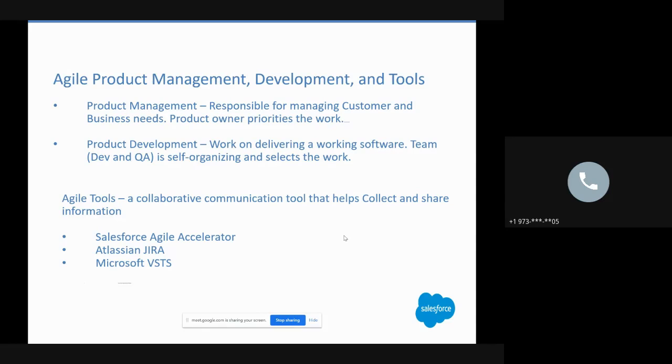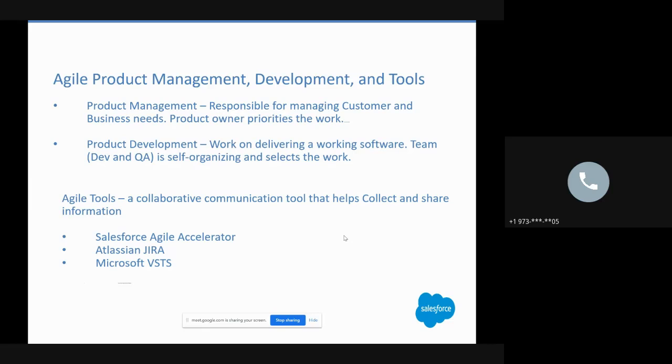Product development is, again, we as developers and the QA team, the technical guys, and we all work on developing that piece of software. And then what they call is self-organizing. The product owner or product management is not going to direct how to do the development job per se. So they are all self-organizing. They are the ones who understand what needs to be done. They are the ones who are going to estimate the story points, and they are the ones who will select the work from the product backlog. So that's the responsibility of the product development team.